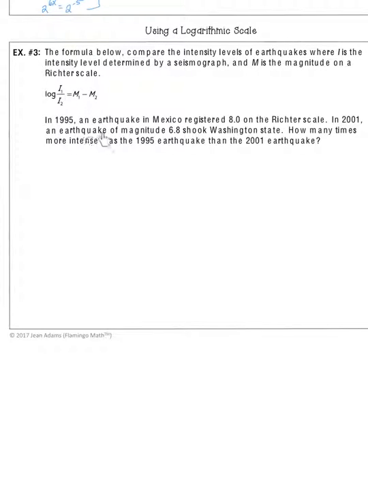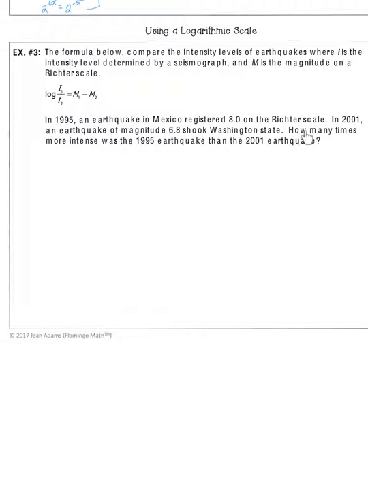And so in 1995, an earthquake in Mexico registered 8.0 on the Richter scale. So that 8.0 is considered a magnitude. In 2001, an earthquake of magnitude 6.8 shook Washington state. How many times more intense was the 1995 earthquake than the 2001 earthquake?